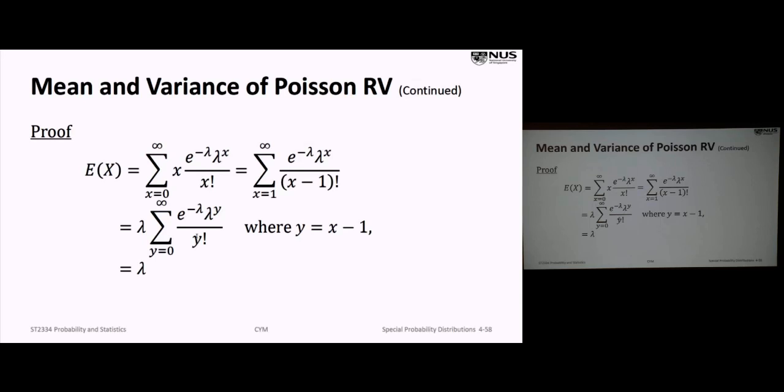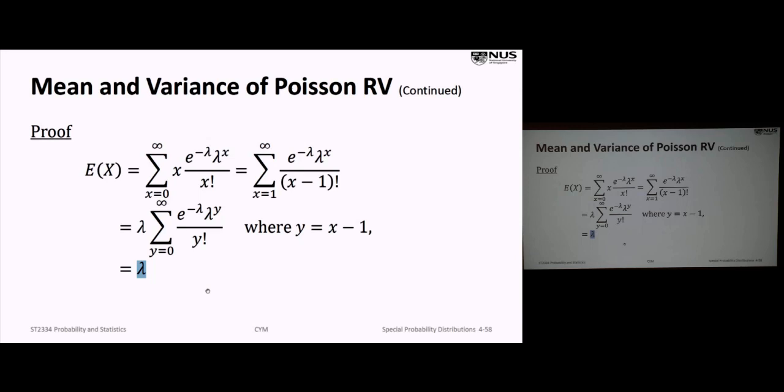Why am I in a good situation? Because now if I take e to the minus lambda outside the summation, I have the sum, y from 0 to infinity, of lambda to the y over y factorial. That summation is precisely e to the power lambda. So then I have e to the minus lambda times e to the lambda, which is equal to 1. And so that is why I get lambda here. That's why the mean, or the expectation, of a Poisson random variable is precisely lambda.